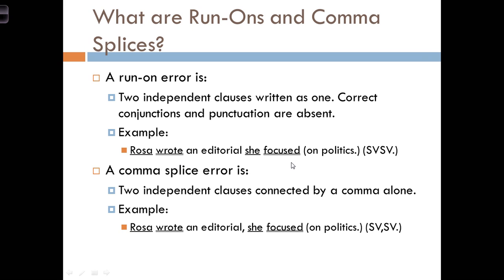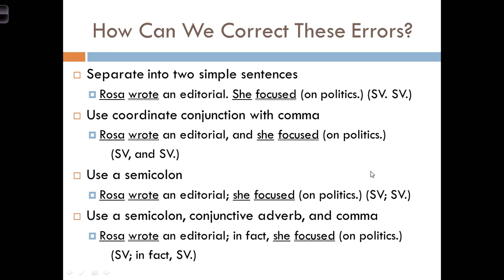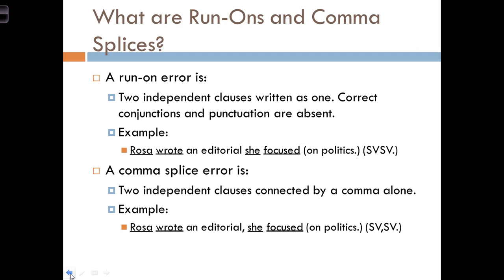and each clause could be a sentence on its own. It is an independent clause. Rosa wrote an editorial. That could be a sentence. She focused on politics. Also a complete thought with subject and verb, and it could be a sentence. So it's just basically two sentences, two independent clauses stuck together. Subject, verb, subject, verb. So we can't just stick them together without any punctuation or conjunctions. That's a run-on. Let me get back to comma splices.